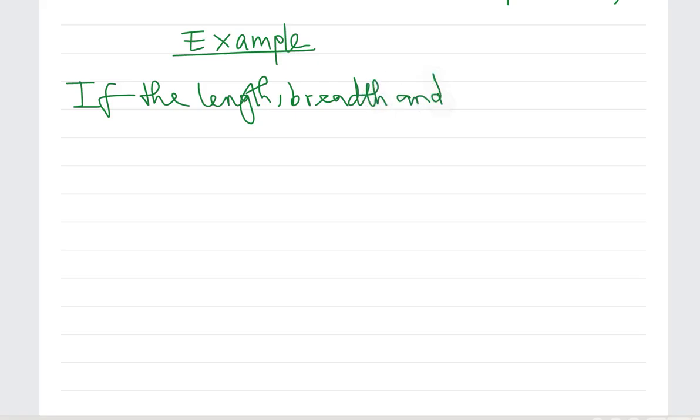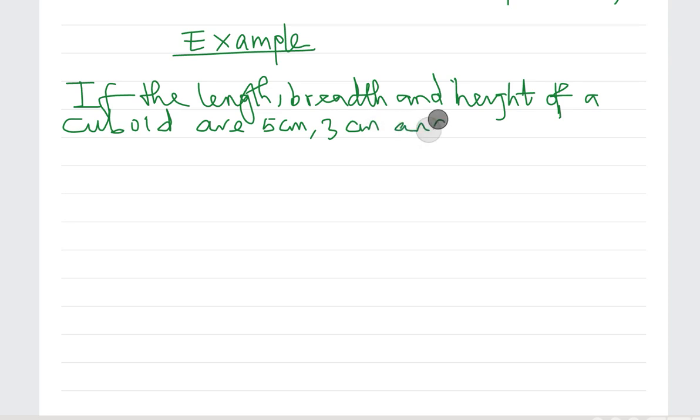So I'll be dictating the example while you write down. All right. So we have an example that says if the length, breadth and height of a cuboid, you can see now here they said a cuboid, are 5 centimeter, 3 centimeter, and 4 centimeter. Are you seeing that now?